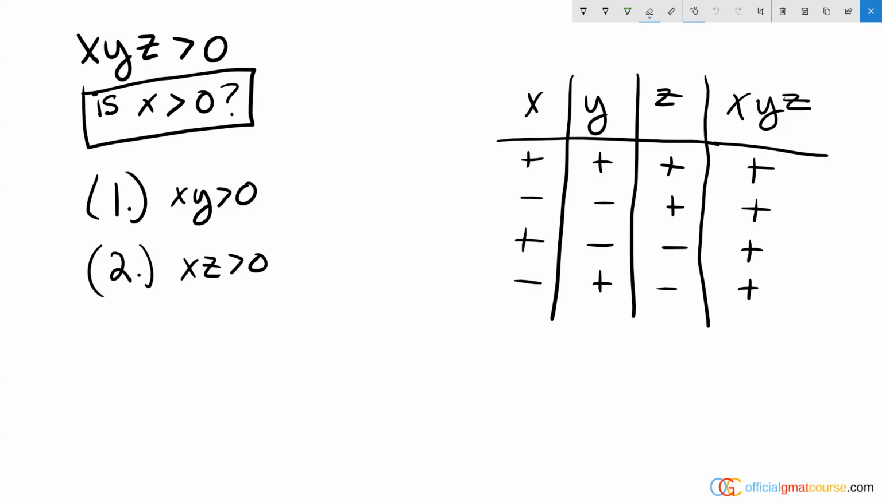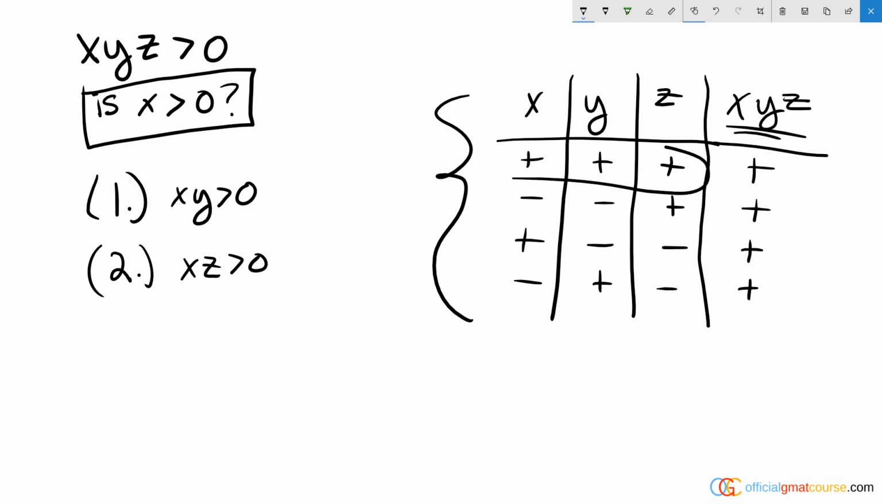All right, so we have a number properties question here, and it's basically dealing with sign. So is the number positive or negative? We know for a fact that XYZ is greater than 0, meaning it's positive. And that's why I've drawn this chart out on the right. If we look at this, there's a number of ways to make XYZ positive.